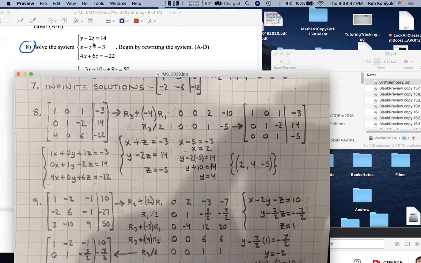But technically, you should start with the original augmented matrix, where your row 2 here is back at row 1. You should write the original augmented matrix, actually. So you would start with 0, 1, negative 2, 14 as your top row, and then 1, 0, 1, negative 3, and then 4, 0, 6, negative 22. Again, you can kind of squeeze it in here, but you should technically start with the original augmented matrix.